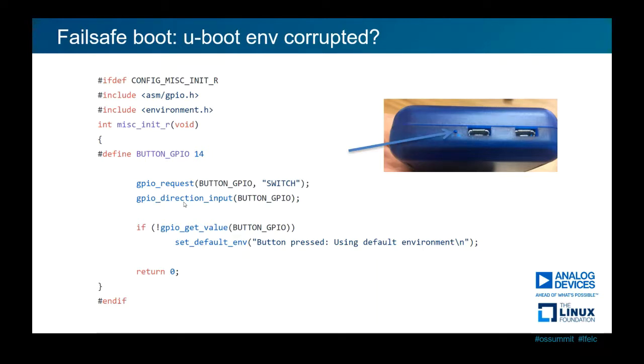But what happens if the user has deleted an essential variable, and that's causing U-Boot not to boot? Therefore, we have the failsafe mechanism. So that's some of the early init code in U-Boot. This is where it hooks in.